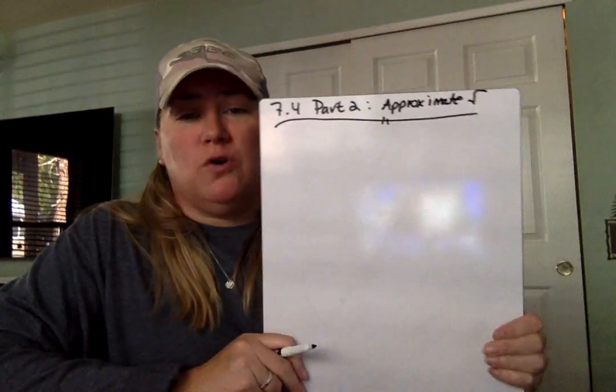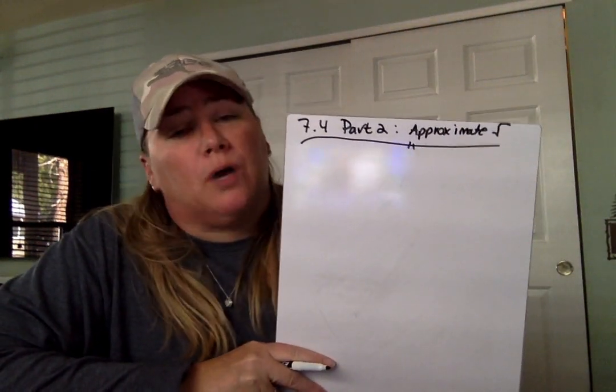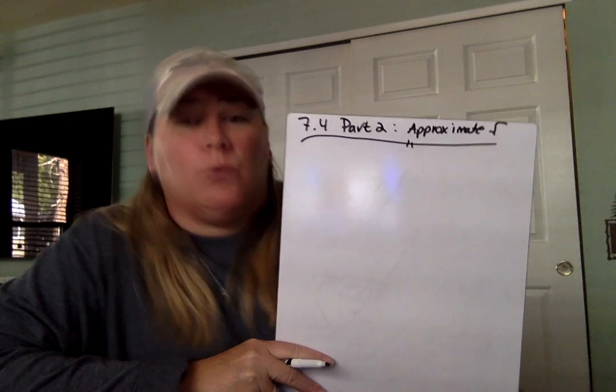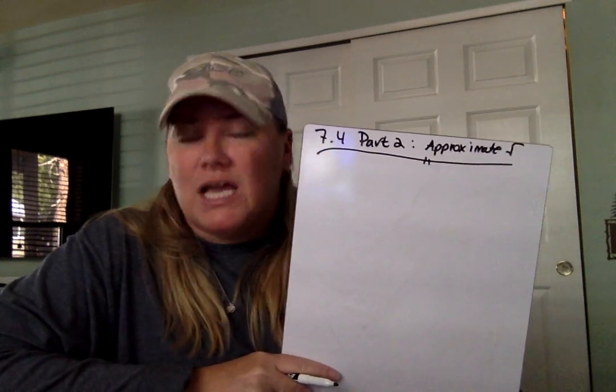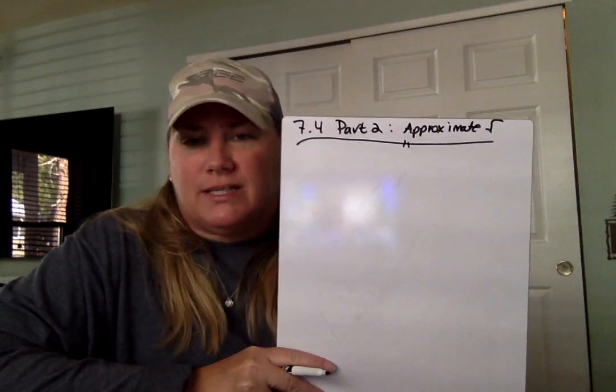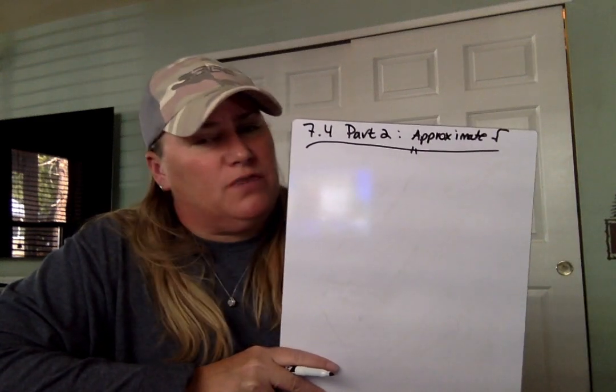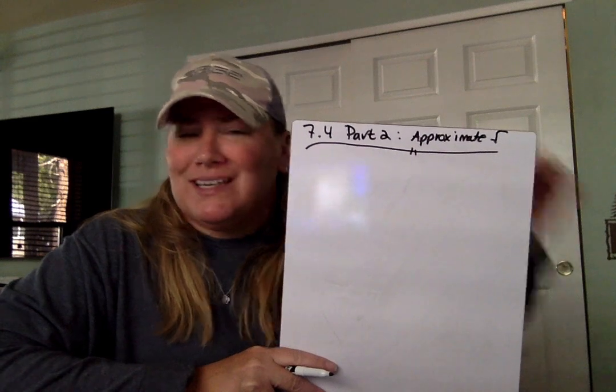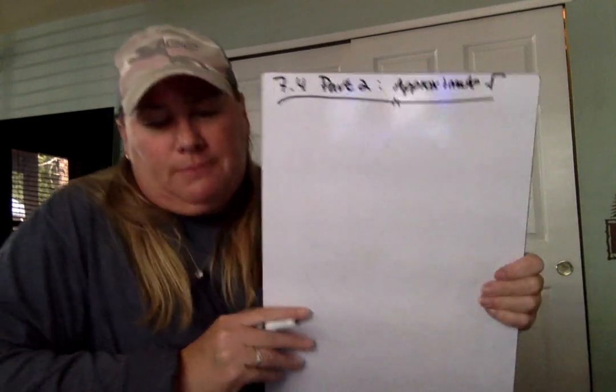So we are finished up 7.4. Here we go. 7.4, part 2. We're going to approximate square roots. So I want you to have your calculator handy dandy. And also know that these steps are a little tricky. So just take some time, and if you need to, rewatch this video as much as you need, because it is a little tricky until you get the hang of it.